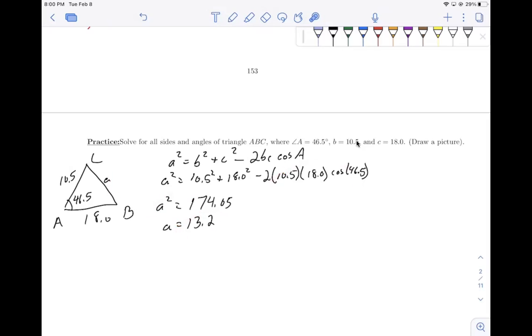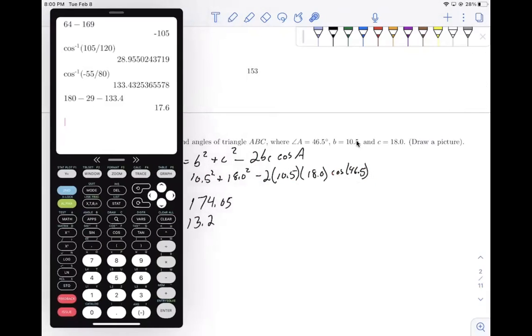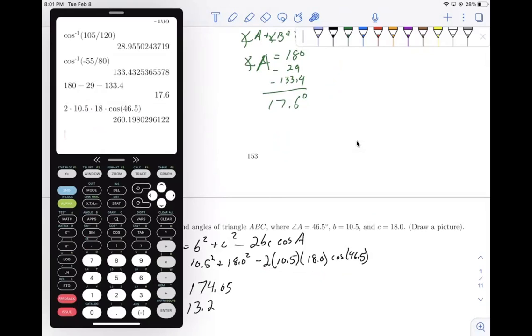One thing I'll point out when you're plugging in here: don't make it harder than it seems. This is this squared plus this squared. Take your time and plug in each value, because once you get to here, it's not hard. It's just plugging in. And when you see cosine of 46.5, that's just a number. This whole term here, I can just do 2 times 10.5 times 18 times the cosine of 46.5, and I'm just going to get some number out of it. Okay, so just make sure you plug in there.